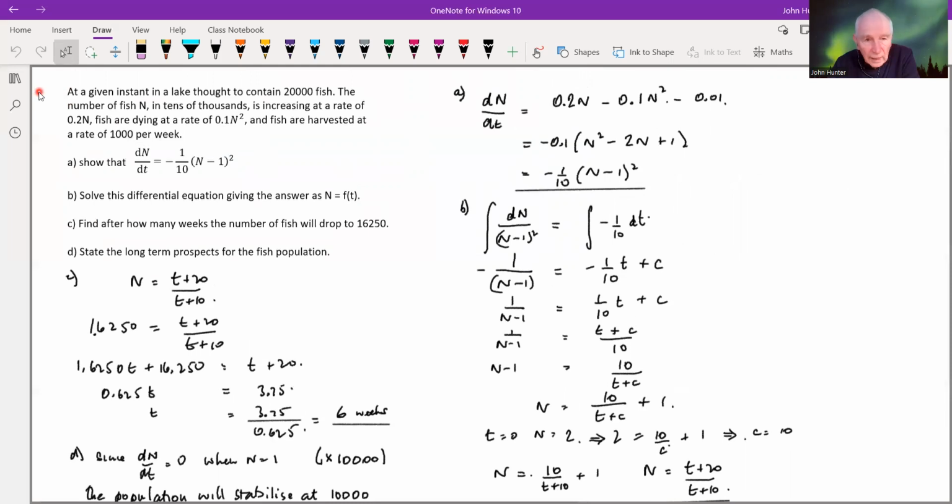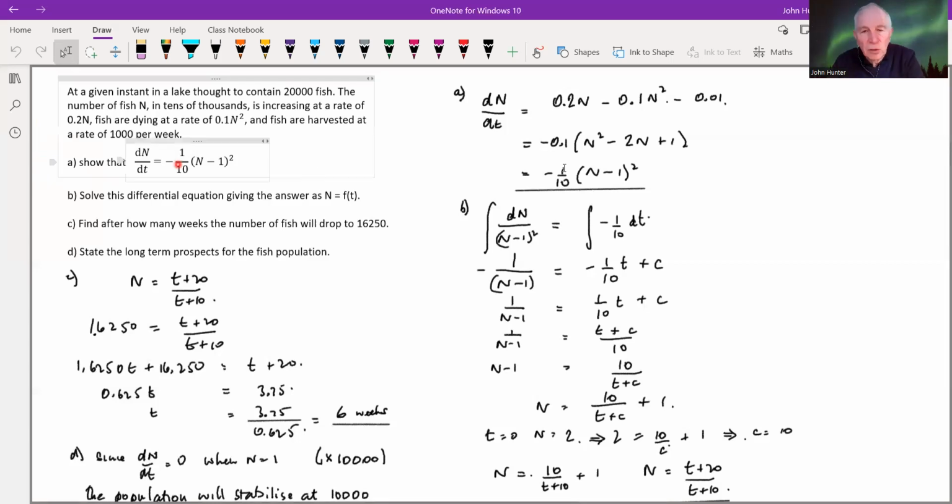At a given instant in a lake thought to contain 20,000 fish, the number of fish, n in tens of thousands, is increasing at a rate of 0.2 n. Okay, so that's 2,000 fish. So that's through breeding, through birth. Fish are dying at the rate of 0.1 n squared, and fish are harvested at the rate of 1,000 a week. Basically means that the fishing boat pulls them out at 1,000 a week. Show that dn/dt is equal to minus 1/10 into n minus 1 squared.